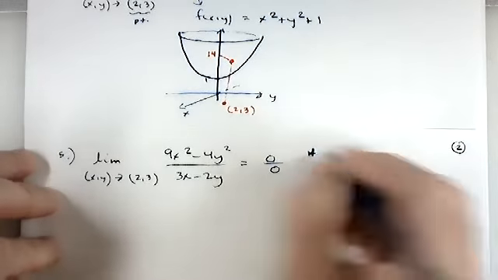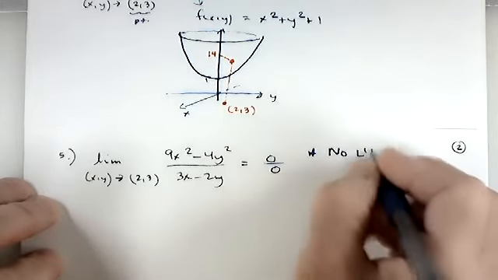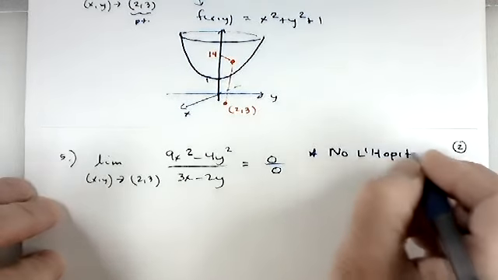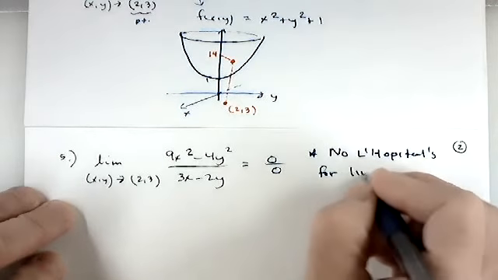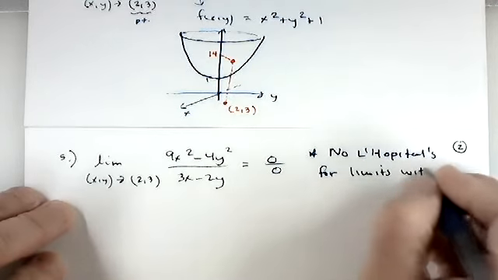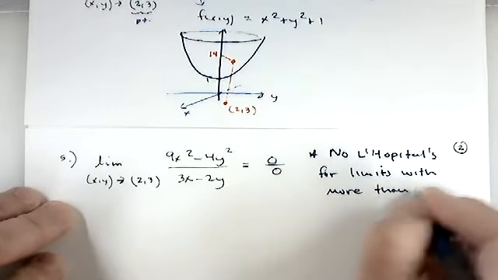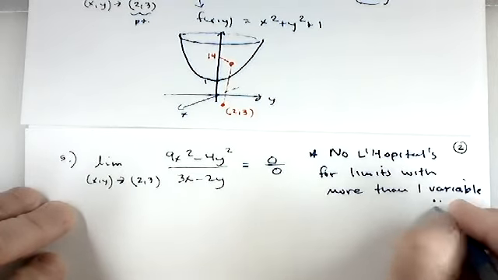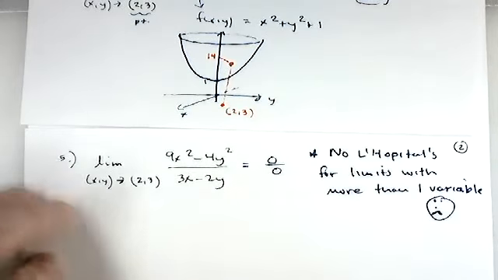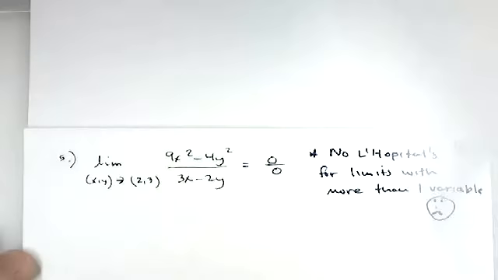And this is where I'll acknowledge there's no L'Hopital's rule for limits with more than one variable. How about that? Sad face. Okay, because L'Hopital's rule, we came to depend on that, right? That was so nice. Just take the derivative. We didn't even have to worry about algebra anymore, right?